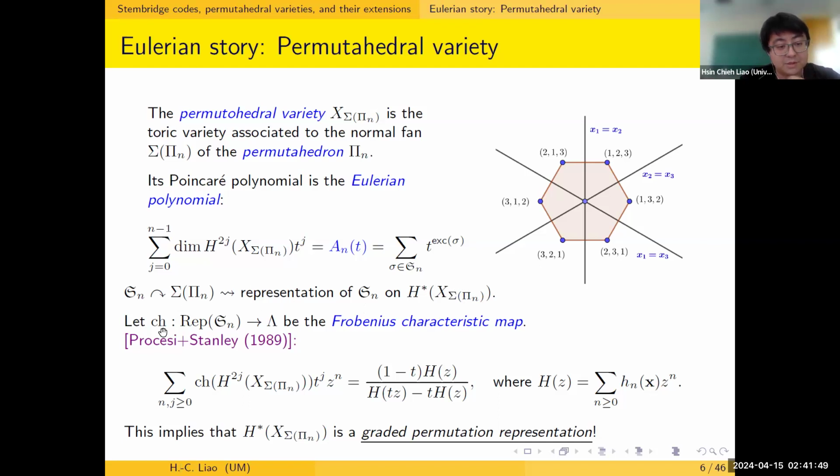Now let ch be the map sending a representation of the symmetric group to the ring of symmetric functions. This is called the Frobenius characteristic map. We can use this map to encode the representation of the symmetric group as a series of symmetric functions, usually called the Frobenius series. Stanley, in 1989, used a recurrence relation from Procesi to compute the Frobenius series of this cohomology and obtained the following formula, where h(z) is the generating function for the complete homogeneous symmetric functions h_n. From here, this implies that the cohomology is actually a graded permutation representation.